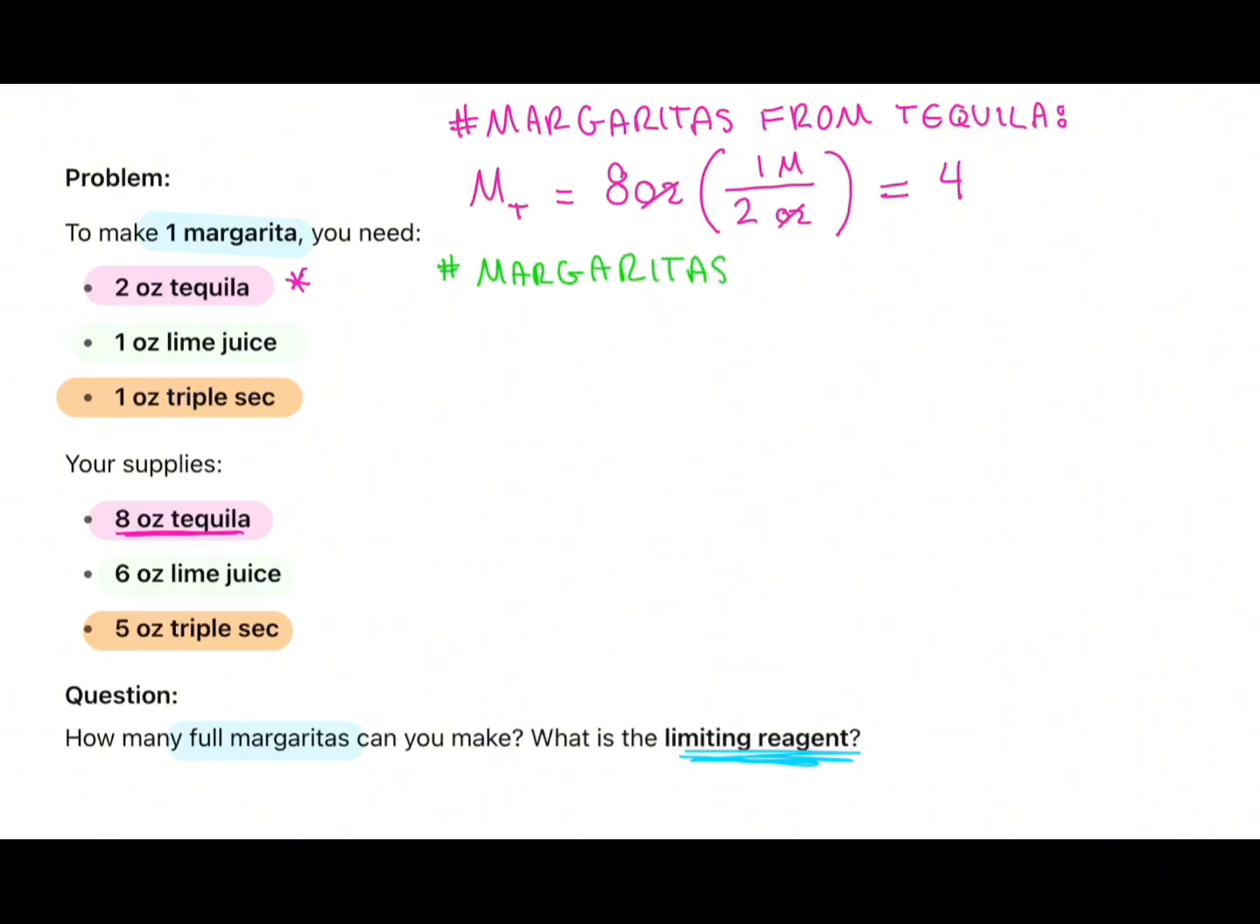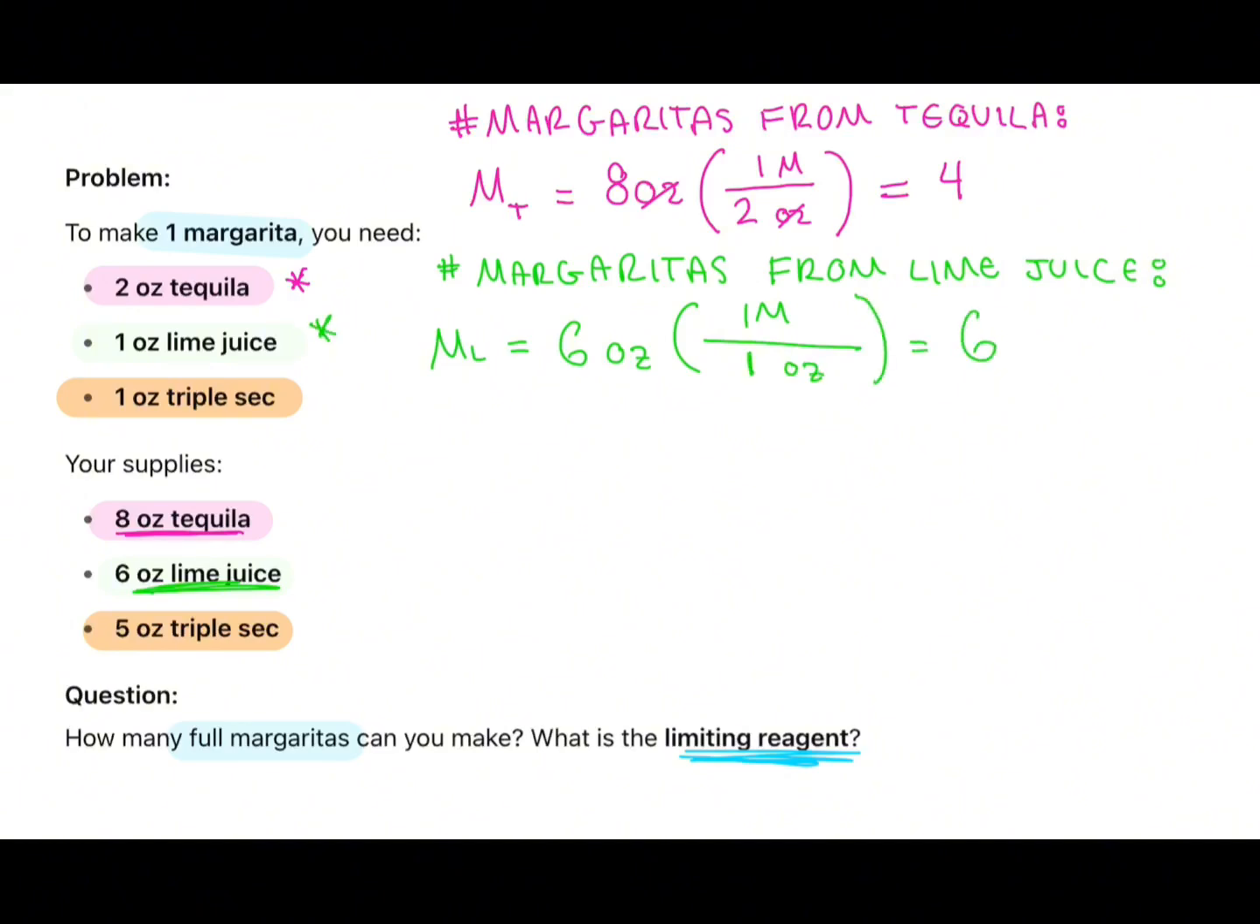Next we need to figure out how many we can make from 6 ounces of lime juice. But we're going to do the same thing where we start out with the 6 ounces of lime juice and then multiply it by the ratio. And for every 1 margarita, we need 1 ounce of lime juice according to the recipe. 1 to 1. And the ounces go on the bottom because they need to cancel out.